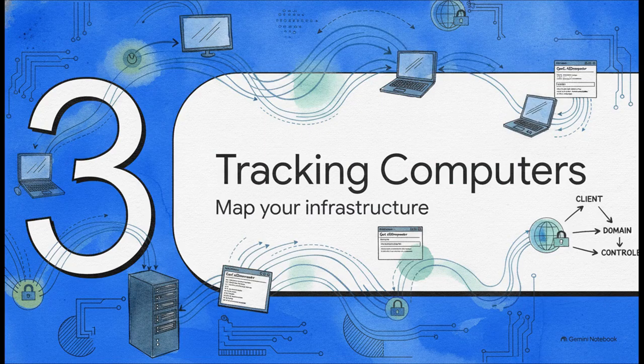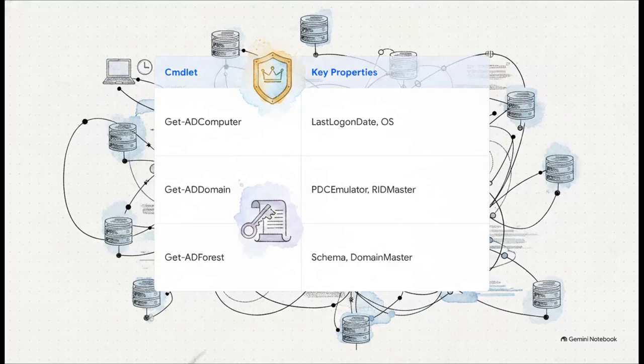Moving right along, let's shift gears to tracking computers and domains, which is really about mapping out your core infrastructure. Think of these as your core reconnaissance cmdlets. Get-ADComputer lets you pull last logon dates and operating systems en masse. But Get-ADDomain and Get-ADForest, that's how you instantly map out your most critical infrastructure. Specifically by locating those FSMO roles, you can instantly see which server is your PDC emulator or your schema master without having to dig through a dozen different GUI snap-ins. It's a real time saver.